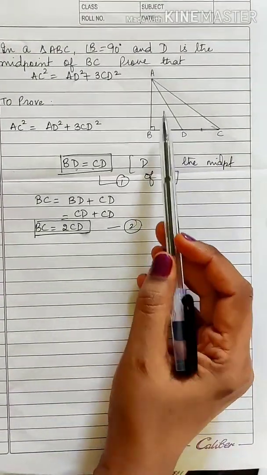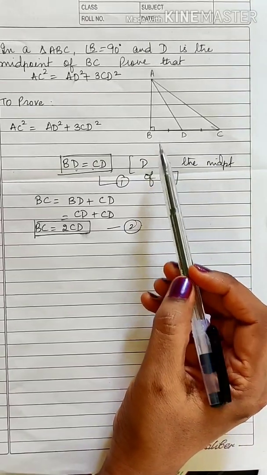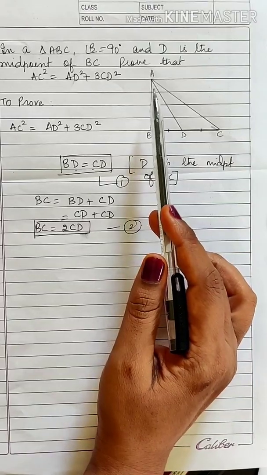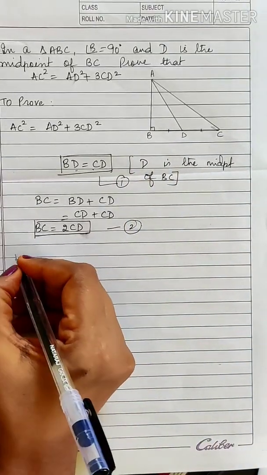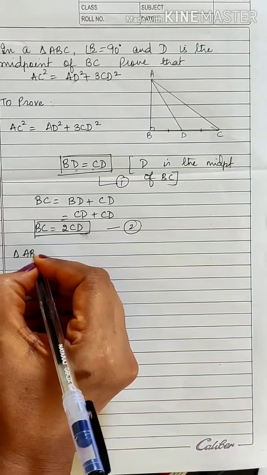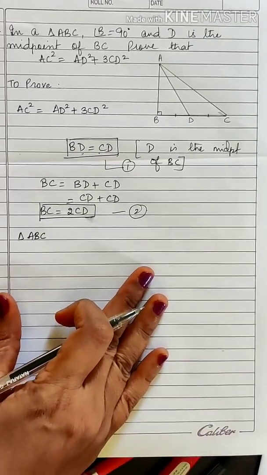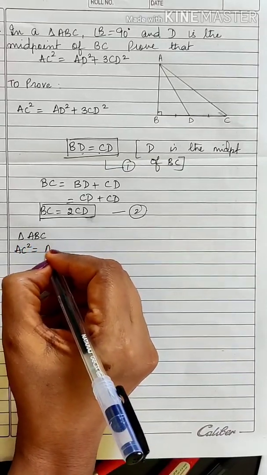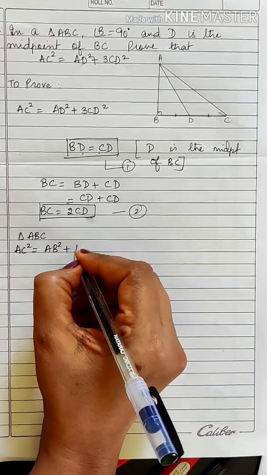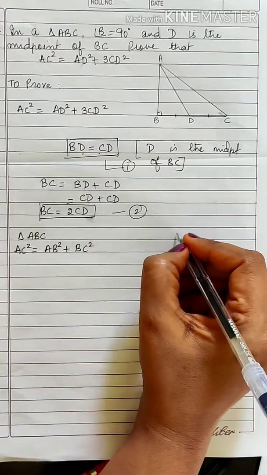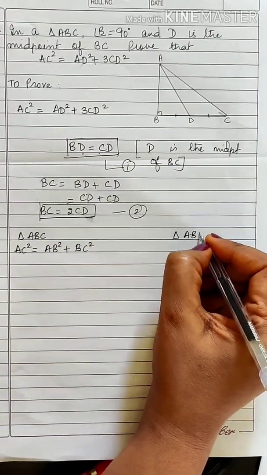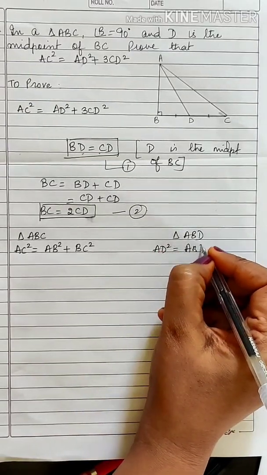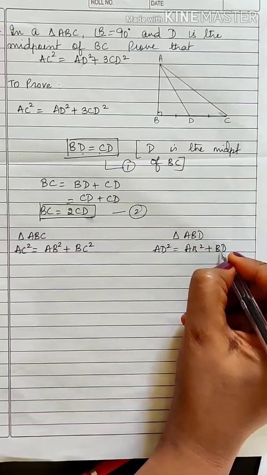Now here in the given figure you have two right angle triangles. One is triangle ABC and the other one is triangle ABD. By applying Pythagoras theorem in triangle ABC, you get AC square is equal to AB square plus BC square. And in triangle ABD, you get AD square is equal to AB square plus BD square.